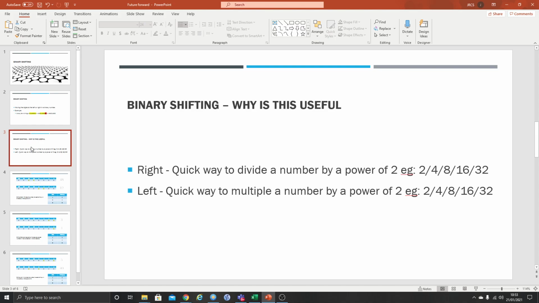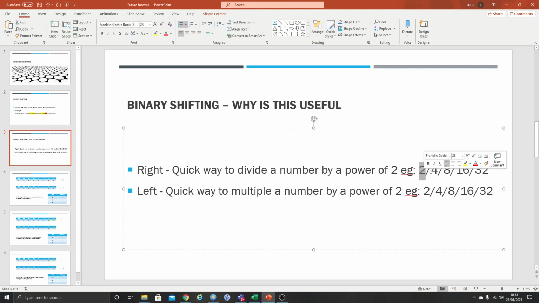So let's have a look at some examples. Oh no, let's look at why we do it, because obviously, why would you do that? It seems so stupid. The reason is, it's a very quick way to divide or multiply a number. You can only divide or multiply by powers of 2, so 2, 4, 8, because you can double it, then double it, and double it. Or you can halve it, halve it, halve it. Every time you shift to the right, you are halving the number. Every time you shift to the left, you are doubling the number. So if you shift to the left once, you double it. If you shift to the left twice, you double it twice, which is the same as multiplying it by 4.